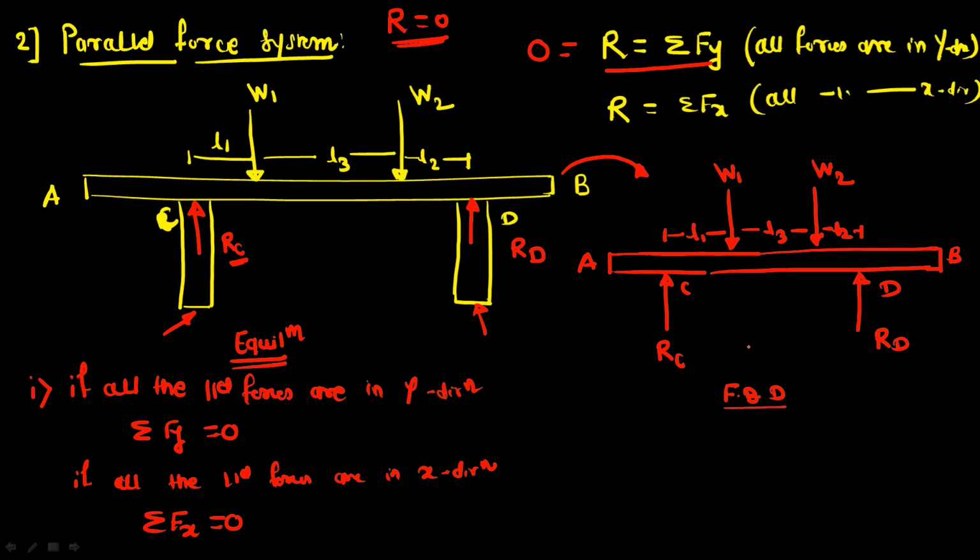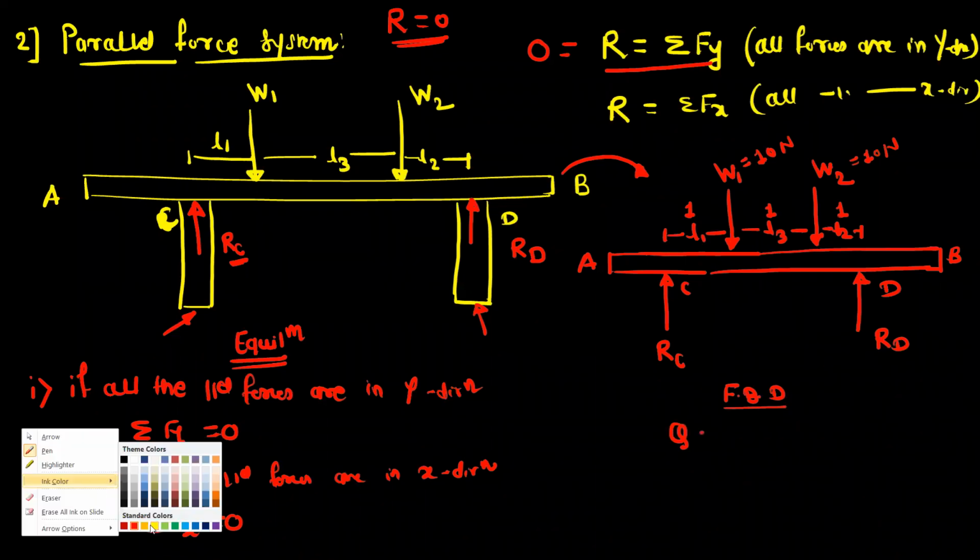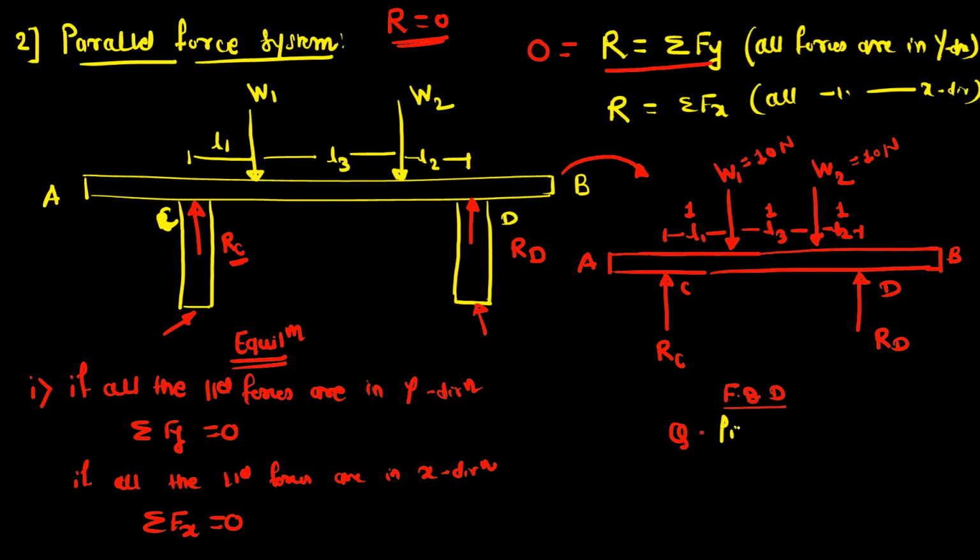Now here you can observe, suppose this W1 is given. Let us take this as 10. W2 is also 10. Consider this is in Newton. And these distances are also given. Let us take this L1 as 1 meter, L2 is 1 meter, and L3 is also 1 meter. And the question is, find the support reactions RC and RD.